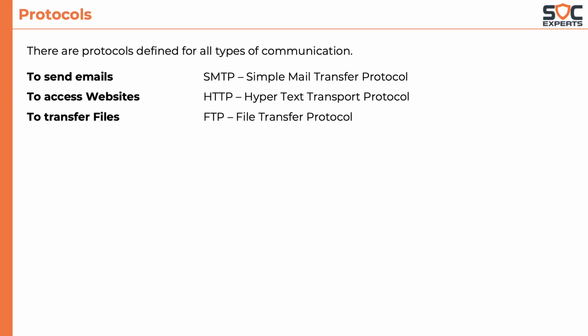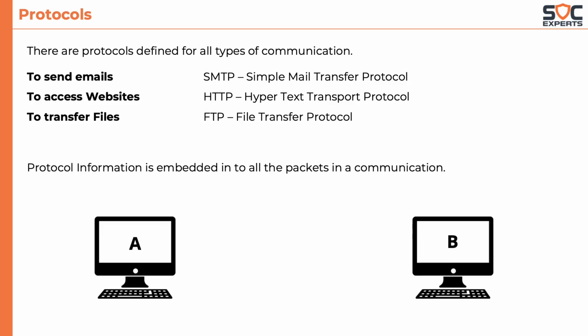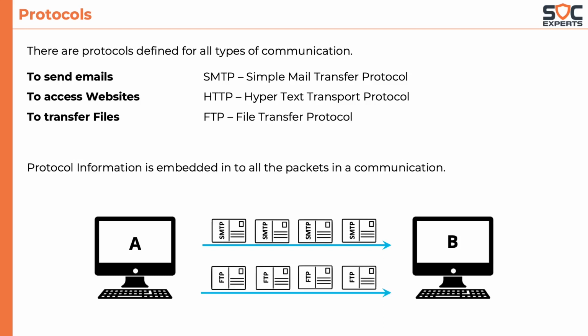So where is this protocol information put? How does the destination computer get to know what the source wants? This protocol information is embedded into all the packets in a communication. When computer A wants to communicate with computer B, it does so in the form of exchanging packets. In the first communication here, computer A is sending an email using SMTP protocol. In the second communication, computer A is sending a file using File Transfer Protocol.